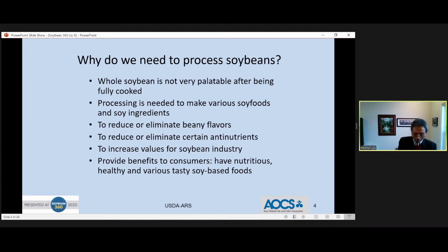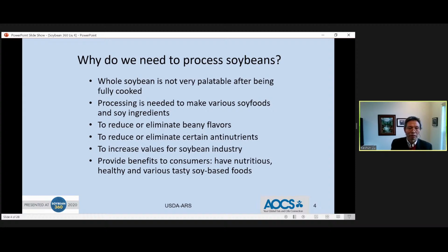Now, to the questions. Why do we need to process soybeans? Well, soybeans are not like rice. We can eat cooked rice every day, no problem. But soybeans, after being cooked, are edible, but you cannot eat them every day. So we have to process soybeans into various types of food, soy foods or soy ingredients.